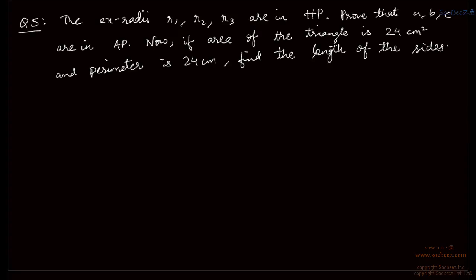This question says the exradii R1, R2 and R3 are in HP. HP stands for harmonic progression here. Prove that a, b, c are in AP. Now if the area of the triangle is 24 cm square and the perimeter is 24 cm, find the length of the sides. Okay. Now for this question, we'll use some of the standard formulae of R1, R2 and R3.